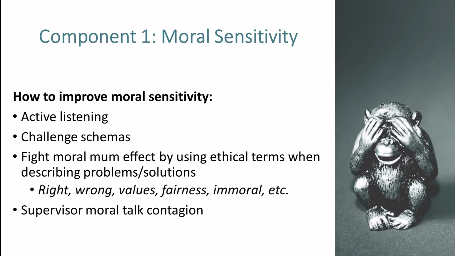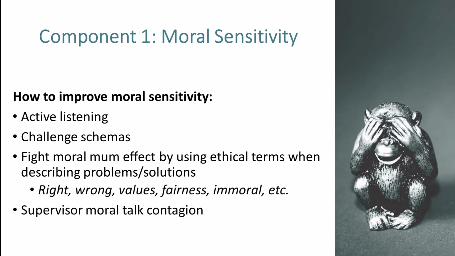Now, as you've already seen on the slide, there are ways to improve moral sensitivity, to fight moral tunnel vision and the moral mum effect. These ways include active listening, challenging your schemas, and fighting the moral mum effect by labeling things with ethical terms. For example, that was wrong of the team to submit the data when you knew it was incomplete.